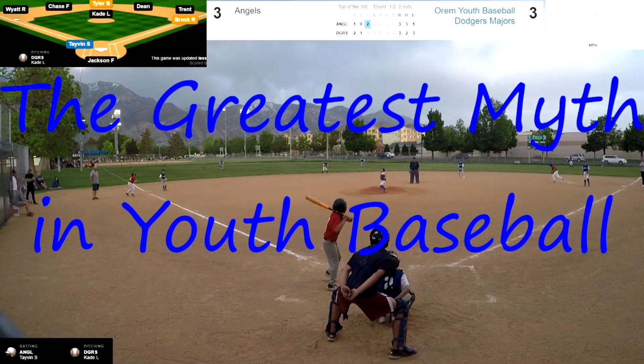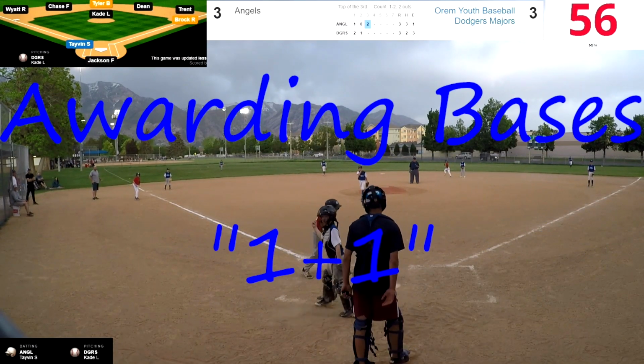What I'm talking about today is awarding bases in a 1+1 situation. I challenge you to get out the MLB rulebook and find anywhere in the rulebook where it says that we award bases in a 1+1 situation. I'll spare you the time and effort. It doesn't exist. So let's talk about this rule here.